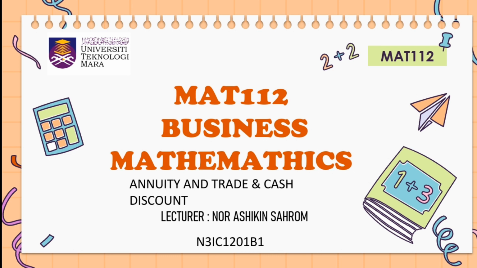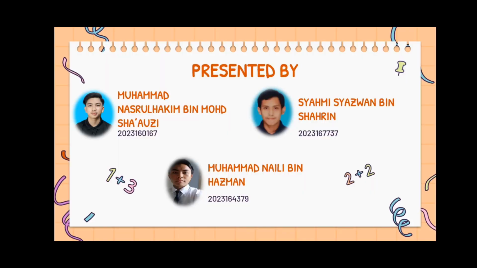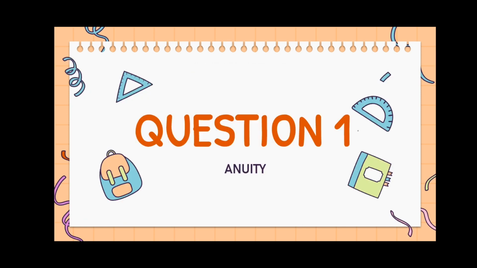Today, our group will present business mathematics. We will present two topics. First is annuity, and the second topic is trade discount. So, this is our members. Next is question 1, annuity.